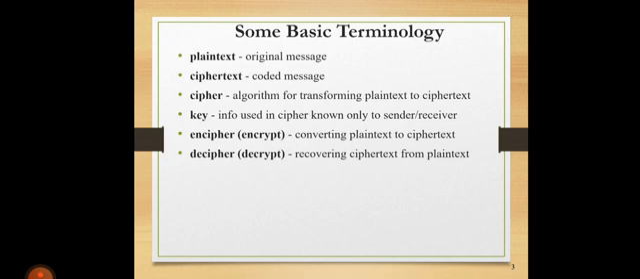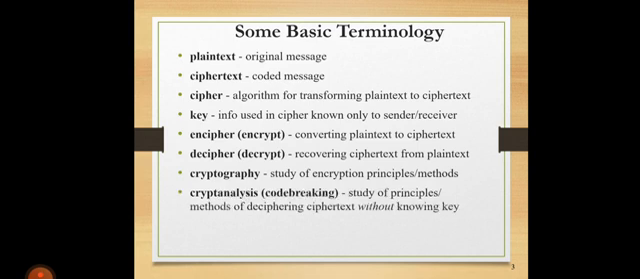Decipher or decrypt: it is the process of recovering the plain text from ciphertext. Cryptography: it is the study of encryption principles or methods. Cryptanalysis or code breaking: it is the study of principles or methods of deciphering the ciphertext without knowing the key. Cryptology: it is a field of both cryptography and cryptanalysis.